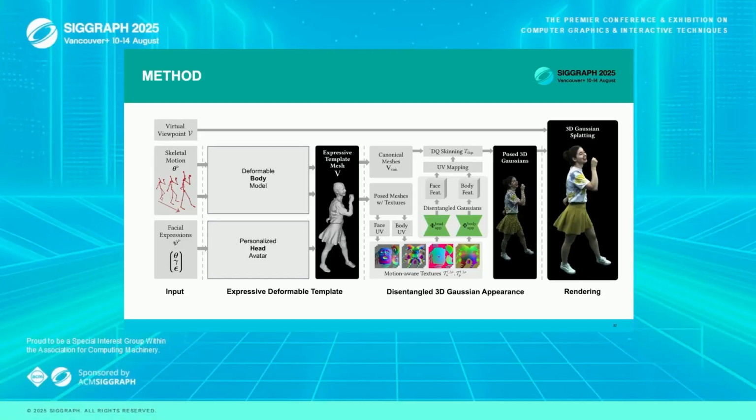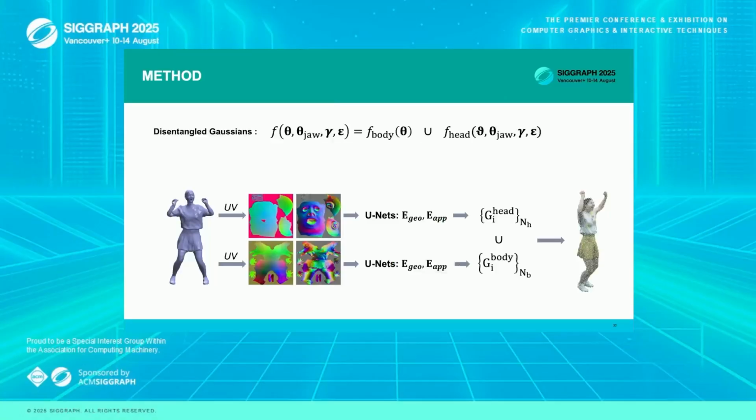Finally, these predicted Gaussians are transformed from the template's UV space into the final pose space using a skinning operator and rendered in real time via 3D Gaussian splatting to create the final photorealistic image. The critical step here is the disentanglement, where we use two separate units, one to predict the body's appearance based only on the skeletal motion, and the other predicts the head appearance based on the facial expression parameters. And this explicit separation is what prevents artifacts and allows for independent control.